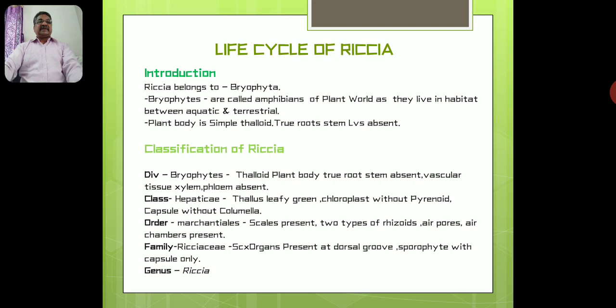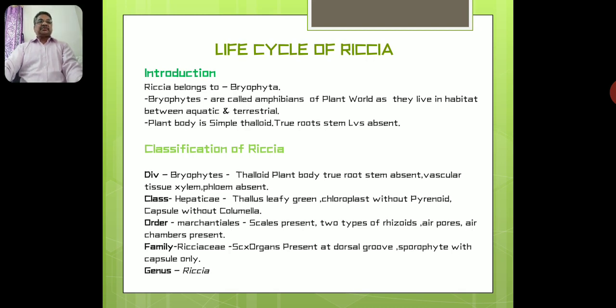Second, Riccia belongs to class Hepaticae. The reason for classifying Riccia into class Hepaticae is that Riccia has a leaf-like thallus with green chloroplasts, and that chloroplast is typical, without pyrenoid. The fruiting body, or the sporophyte in Riccia, is in the form of a single capsule, and that capsule does not have columella, that is the sterile cells which are present in higher bryophytes. They are not present in Riccia, so we classify them into the class Hepaticae.